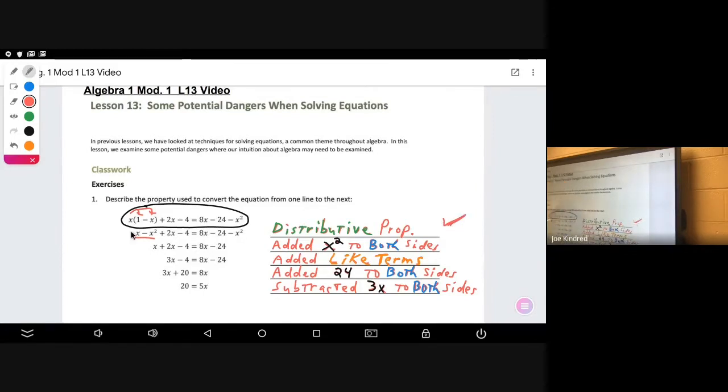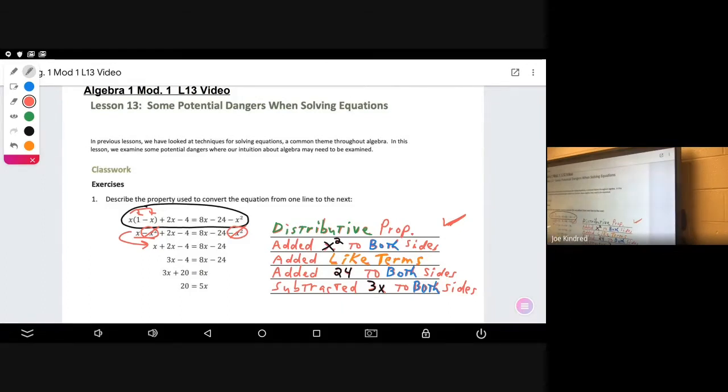Moving from the second line to the third line, if you look close, it looks like they're adding an x squared. They're adding an x squared to both sides, eliminating the x squared. And so that's why it just sort of disappears. What they do on one side, you must do on the other. And they added an x squared to both sides. That left them with x plus 2x minus 4 is equal to 8x minus 24.